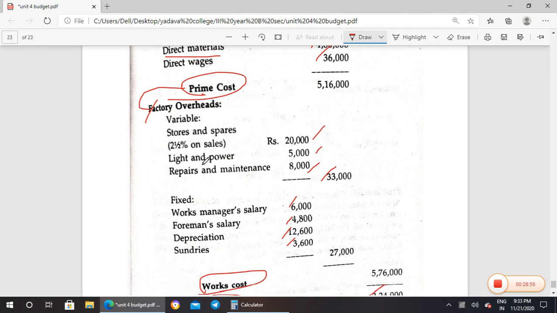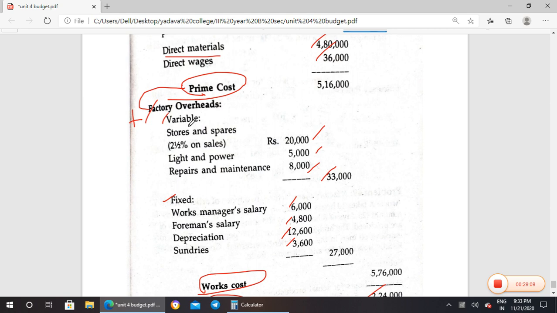With the prime cost we have to add factory cost. The factory cost will be in two ways: one is variable, another one is fixed. Salaries all come in a fixed way. Variables may sometimes differ, so that is stores, light and power, repairs and maintenance. Sometimes it happens, sometimes it may not happen, so it becomes variable. Fixed salaries always come in fixed. Depreciation also comes in fixed.